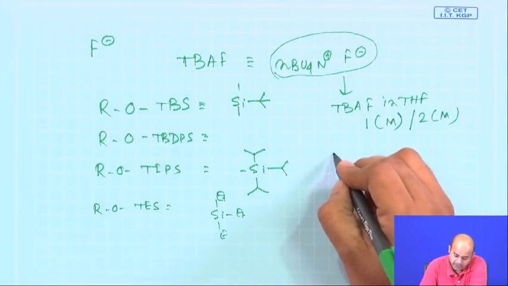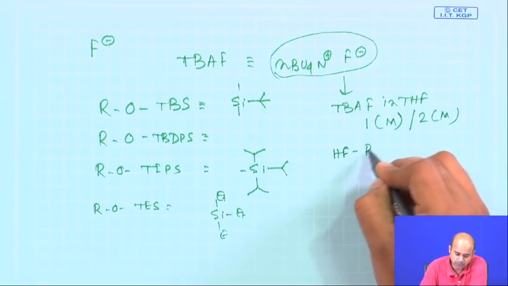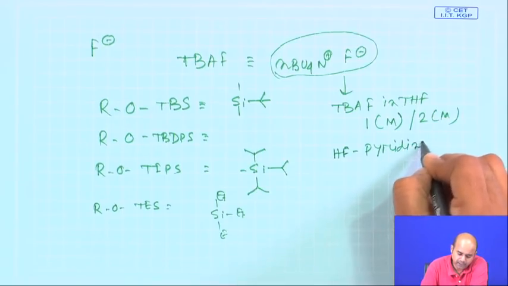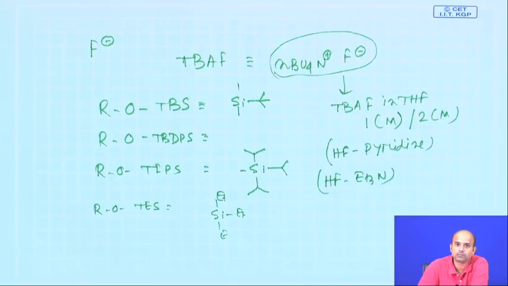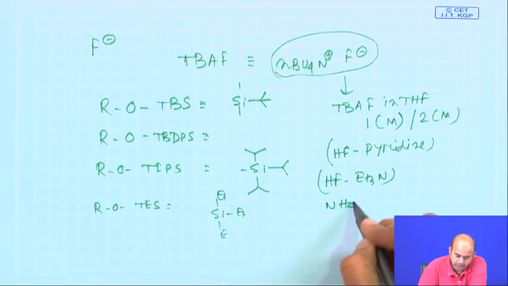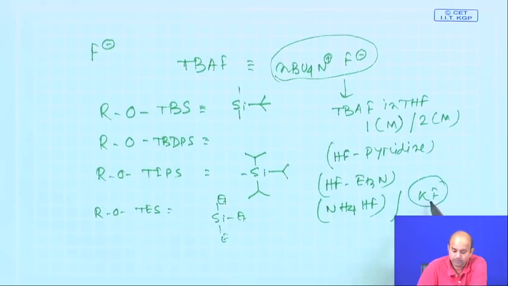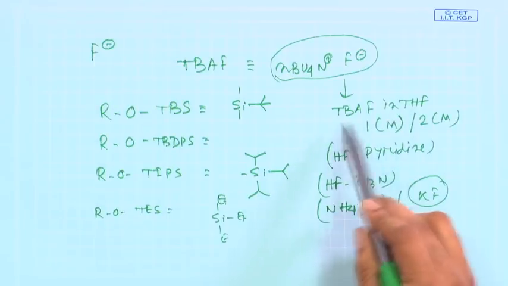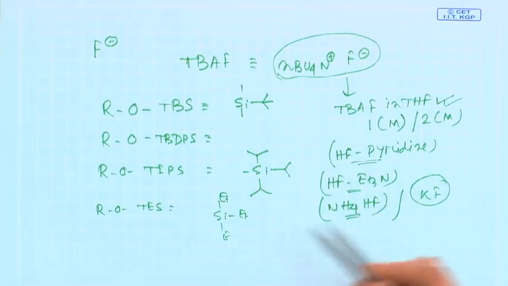In some cases you can use HF. HF is very strongly acidic, and to minimize its acidic nature, sometimes HF is combined with pyridine. HF-pyridine is a good reagent. HF-triethylamine is a good reagent to cleave silicon-containing protecting groups. Simple ammonium fluoride, NH4HF2, ammonium bifluoride, is also used. Potassium fluoride is sometimes used, but it is very hygroscopic and very difficult to handle, so it is normally not used. TBAF is the most widely used compound to cleave any oxygen-silicon or carbon-silicon bonds. HF-pyridine, HF-triethylamine, ammonium fluoride, ammonium hydrogen fluoride are all used.